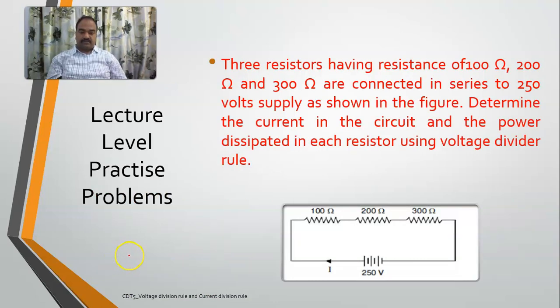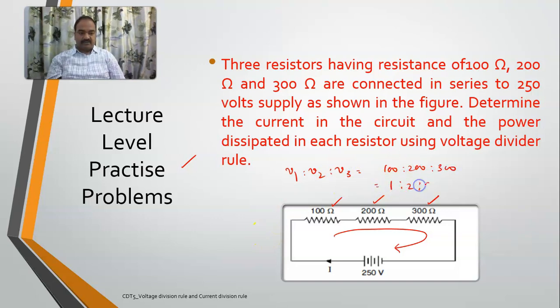Now you are supposed to do problems on this. A sample problem has been given for you. There are three resistors connected like this. How to determine the voltage across these three? I'll give a hint. These are connected in series, so which rule is applicable? The voltage division rule. So V1 is to V2 is to V3 is equal to 100 is to 200 is to 300. I can simplify it to 1 is to 2 is to 3.